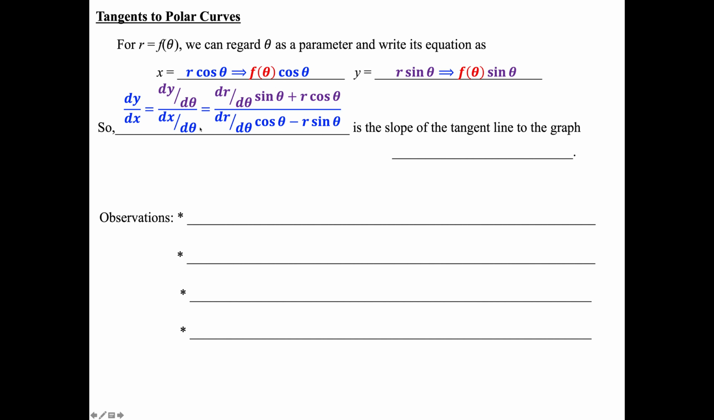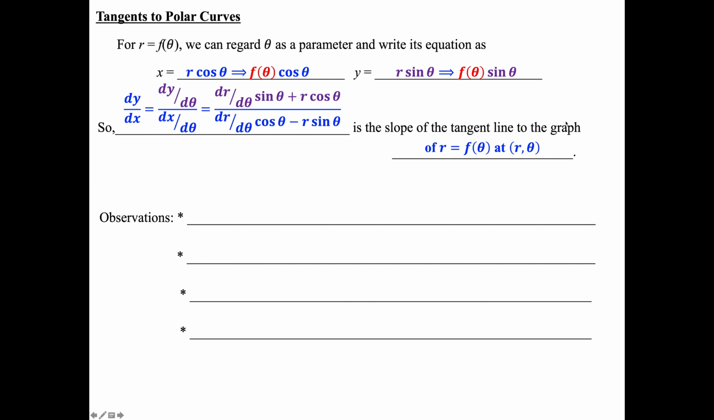Then your dx over d theta is dr over d theta times cosine theta, minus r times sine theta, because the derivative of cosine theta is negative sine theta, so that changes the plus to a minus. So this will be our slope. Now, what will probably happen here is we'll just multiply the cosine theta and sine theta into whatever your function is, and create simpler terms and take the derivatives of those.